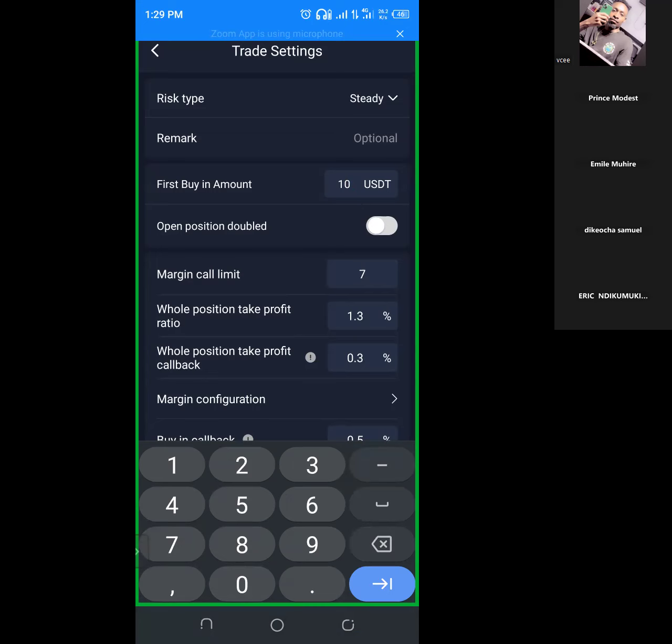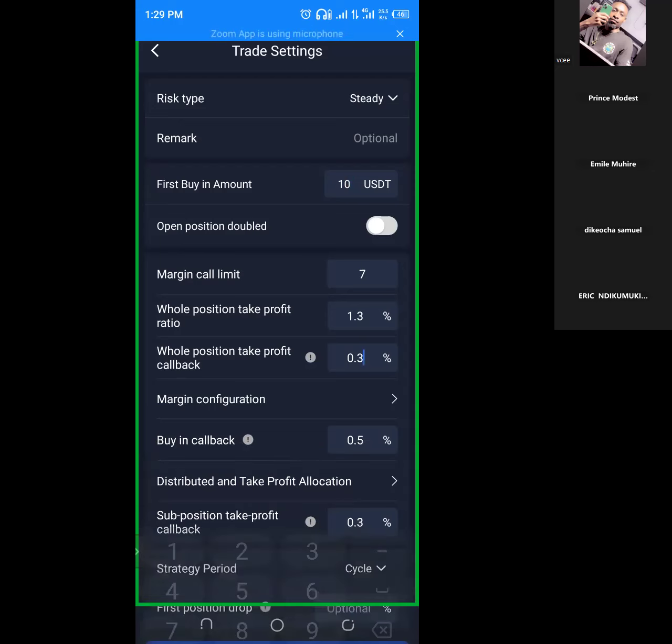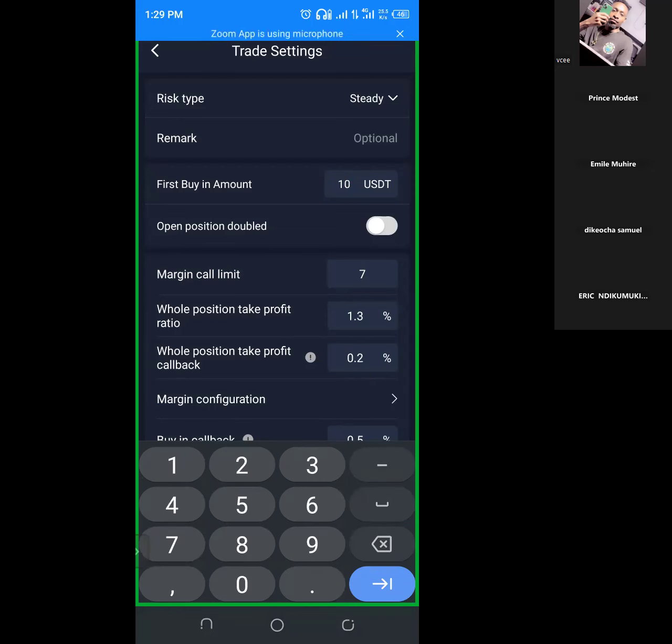The next one, which is open position doubled, we don't need it, so you leave it as it is. The margin call limit, you leave it as it is, 7 margin calls. The whole position take profit ratio, you leave it as it is, which is 1.3%. Then the whole position take profit callback, you reduce it a little bit, from 0.3 to 0.2.